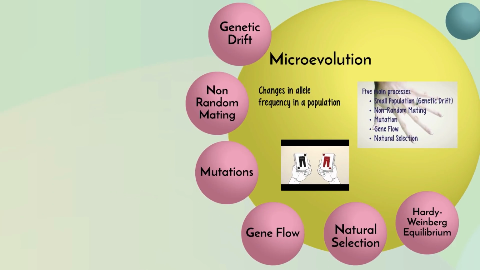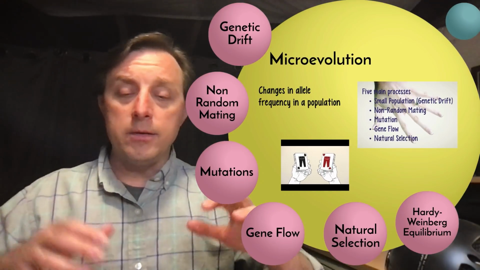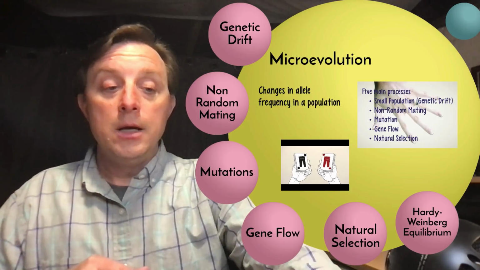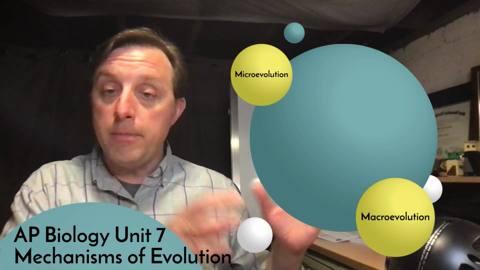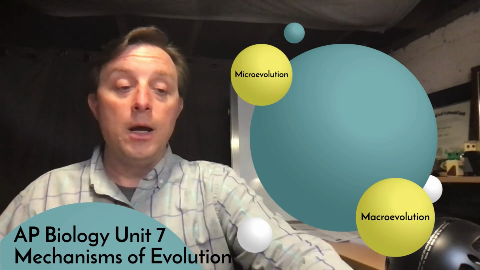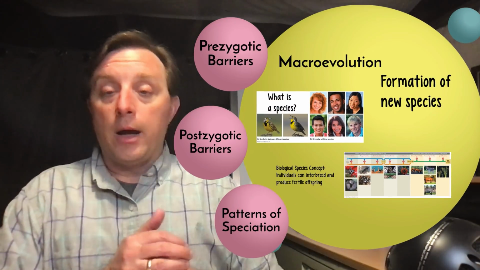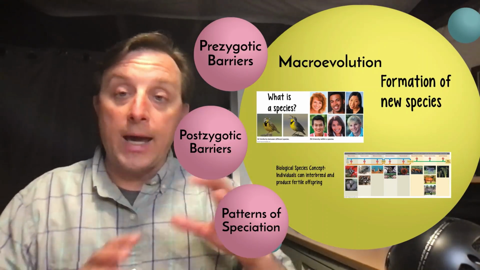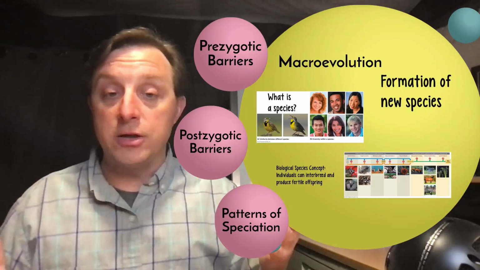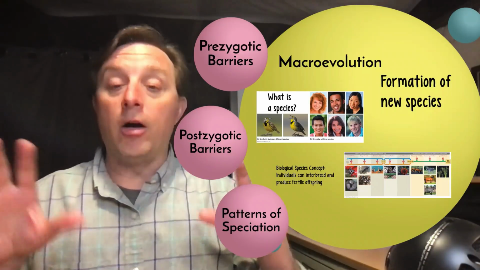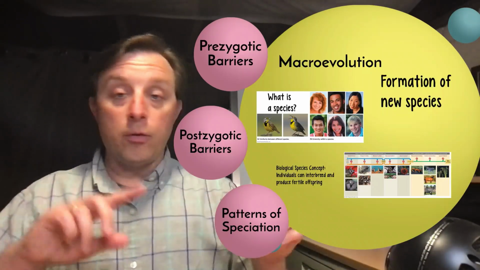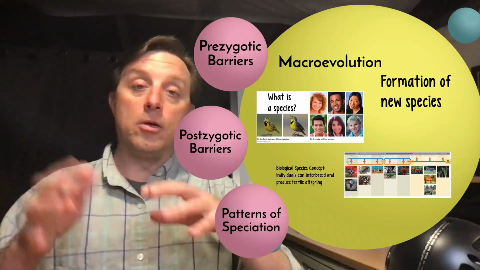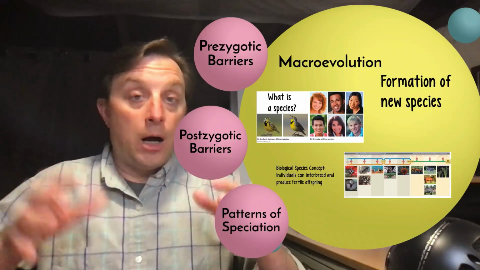So that's microevolution, changes on a genetic level, changes in allele frequency. The other piece now is macroevolution, the formation of new species. This occurs when microevolution has occurred, and we add in reproductive isolation, where the two populations that are diverging no longer reproduce and no longer exchange genetic information. So there's no more gene flow, and that is going to allow these species to diverge and become new species.